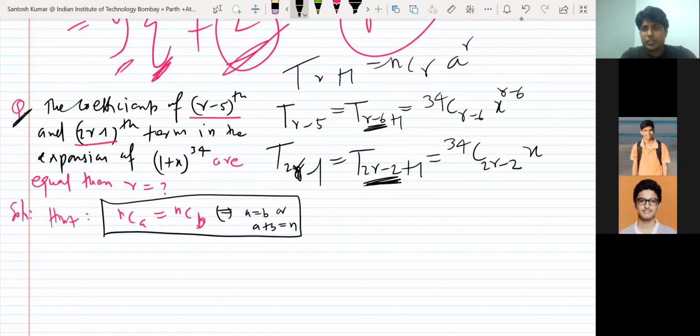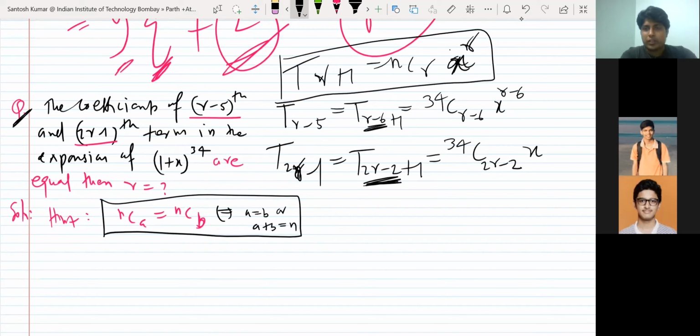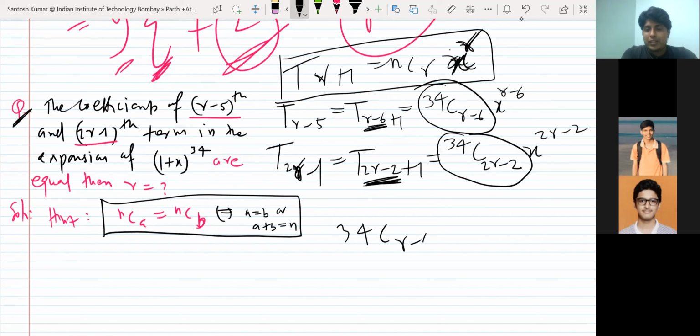let me check, this is the formula I'm using, x raised to power r. So now x raised to power 2r minus 2. But they said the coefficients are equal. They said this coefficient and this coefficient are equal. So 34C(r minus 6) is equal to 34C(2r minus 2). Now you apply this formula.